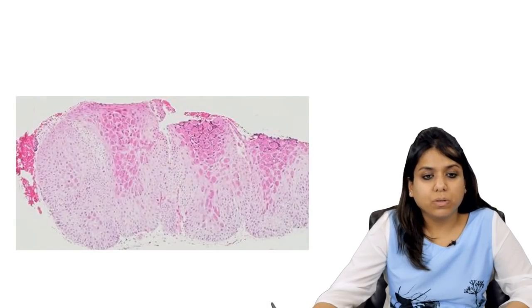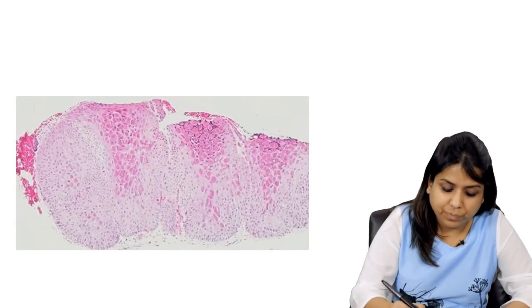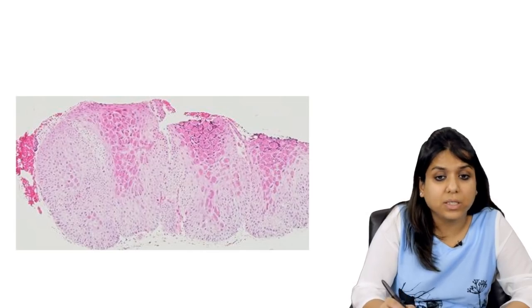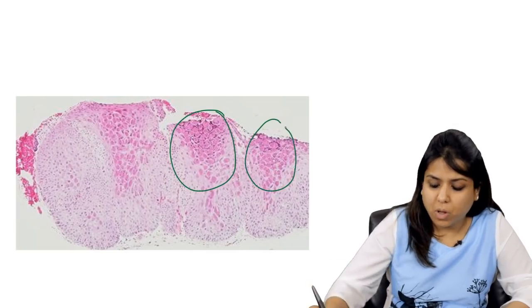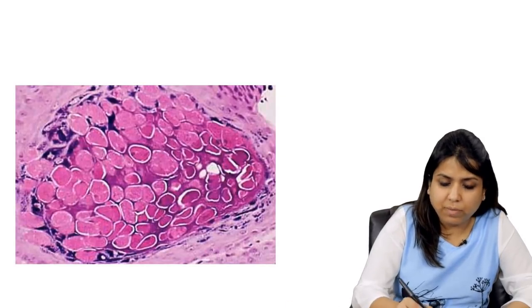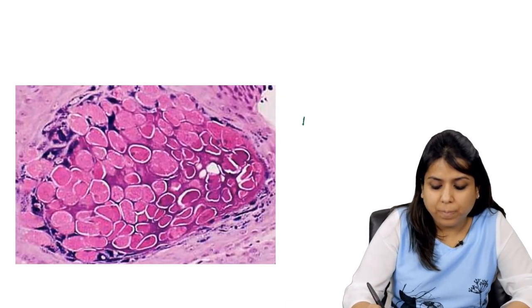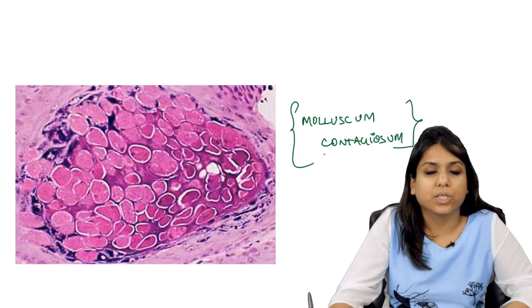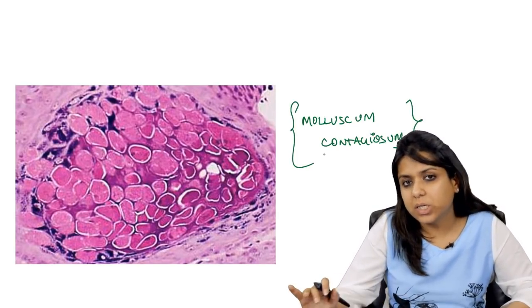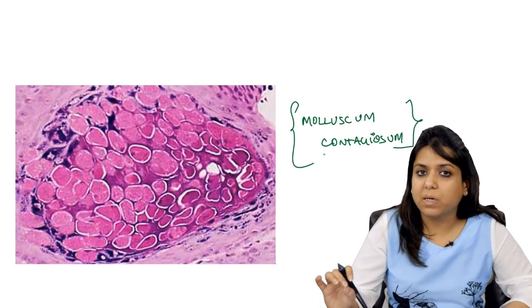Next, very important, students, this image shows a skin biopsy. It's a spotter which is asked. Can you appreciate these cells? On high power, they will appear like this. This is molluscum contagiosum. Molluscum contagiosum on a skin biopsy. Just remember this image because it can come as a spotter.